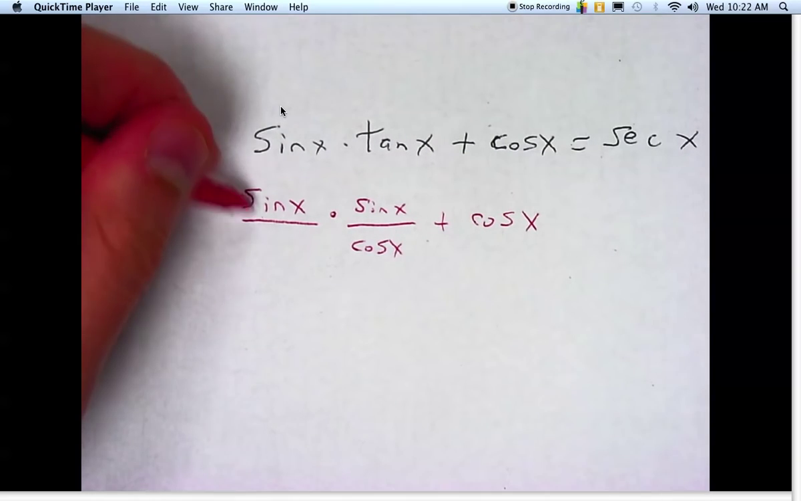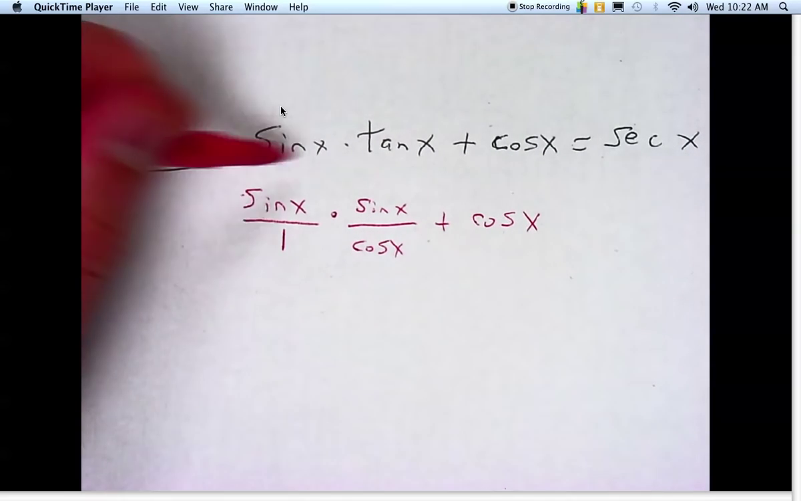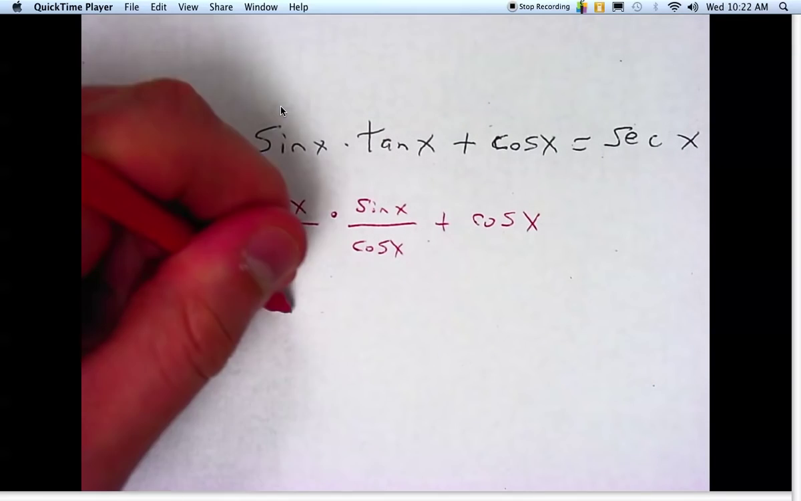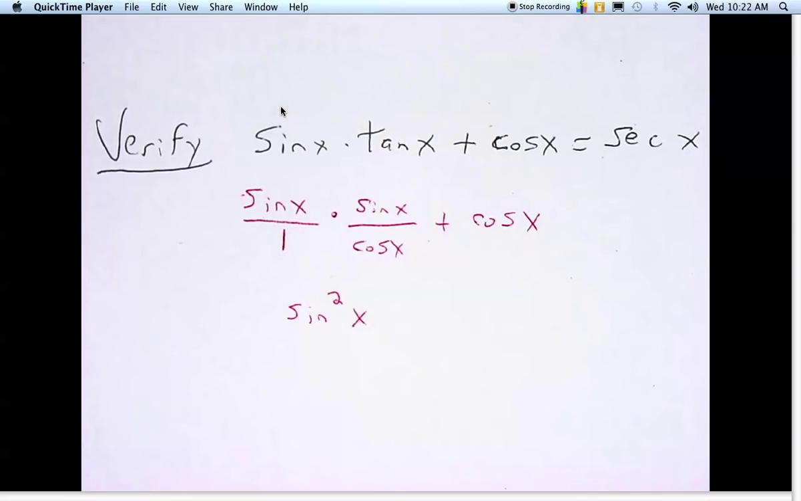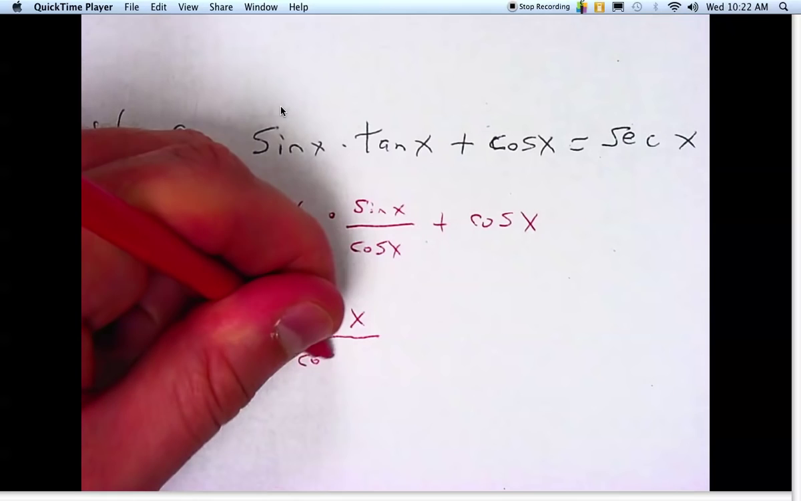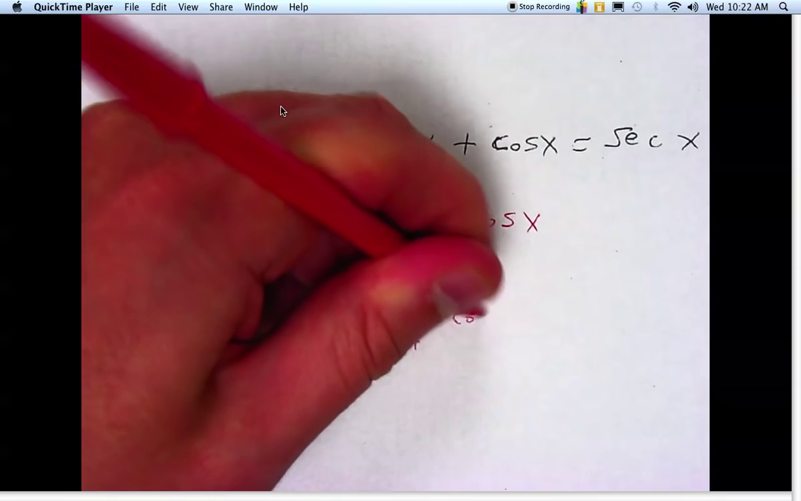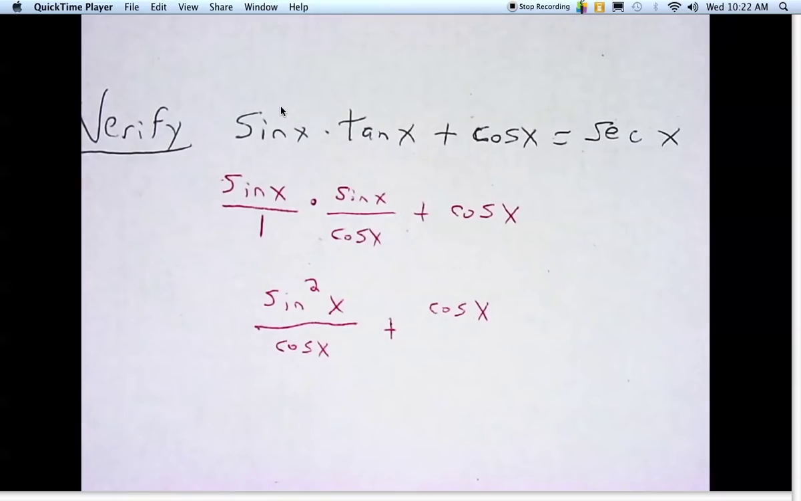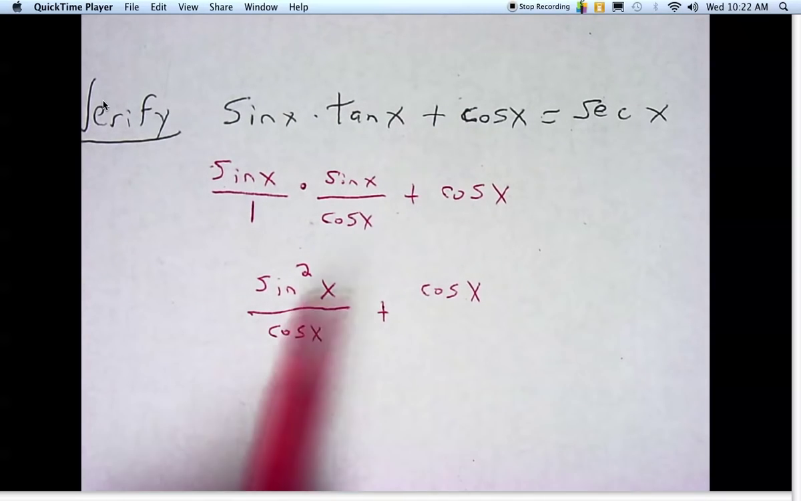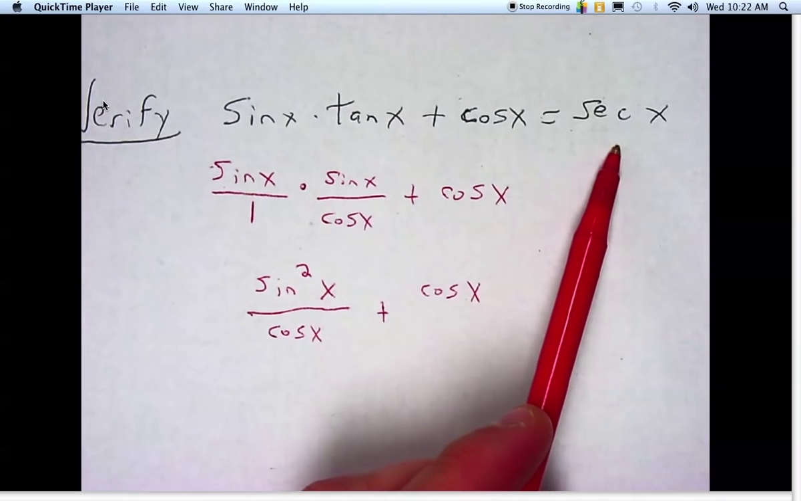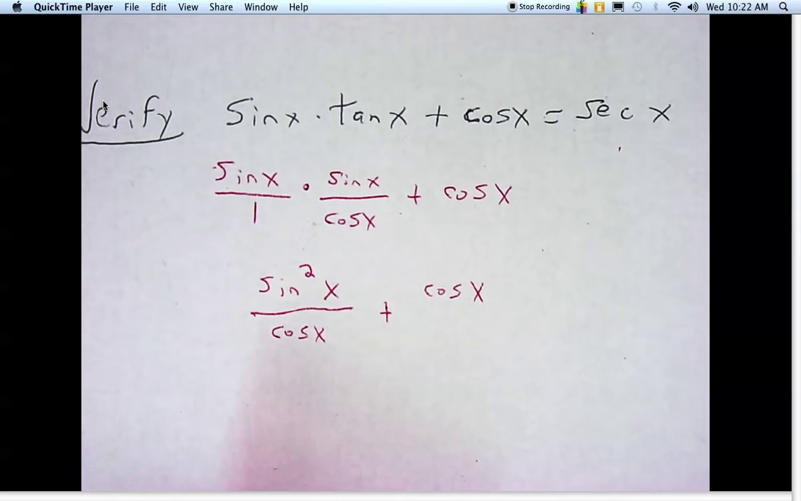So this sine of x is like over a 1. And so when you multiply fractions, you multiply the tops, multiply the bottoms. And so this becomes sine squared now, right? And then on the bottom, we just have cosine of x. This cosine over here is just sitting there. Okay. So now what I notice is that the left side has a sum. I'm sort of aiming for this right-hand side, which is not a sum. And so I'd like to somehow combine these two things.